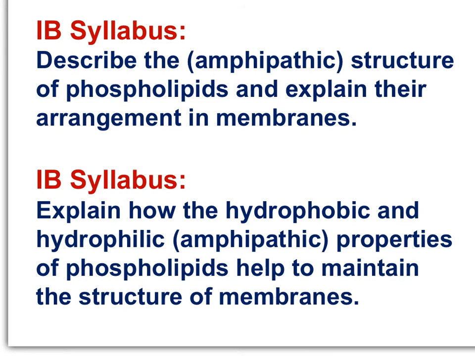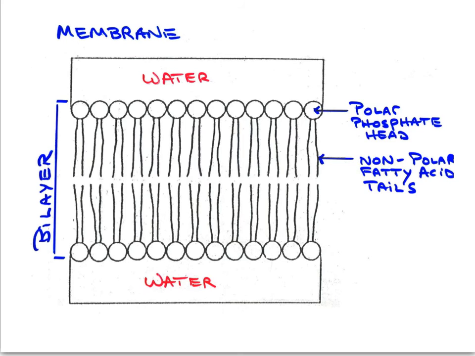So now that you can identify phospholipid structure, here are the next two IB syllabus statements. Describe the amphipathic structure of phospholipids and explain their arrangement in membranes. Explain how the hydrophobic and hydrophilic properties of phospholipids help to maintain the structure of membranes. So here is the fundamental structure of cell membranes. This is a phospholipid bilayer. A layer of phospholipids here and a second layer here, but look at the relationship of the phospholipids to water. The hydrophilic polar heads in contact with water, both outside and inside of the cell. The hydrophobic tails project to the interior of the membrane because they repel water. Thus, nonpolar is more stable with nonpolar.